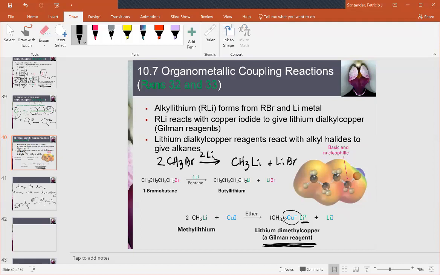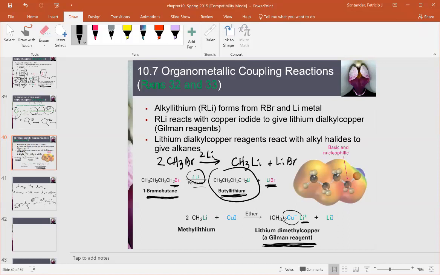You can react a compound like a 1-bromobutane with two equivalents of lithium. Obviously, you run this reaction in a solvent that is non-protic, like a pentane. And in that way, you form butyl lithium and lithium bromide. Lithium bromide is a salt that will precipitate, and we don't care too much about that. We are more interested in the organic portion of the molecule.